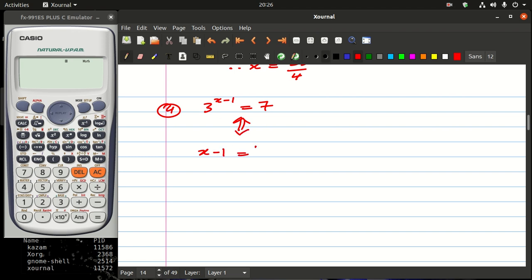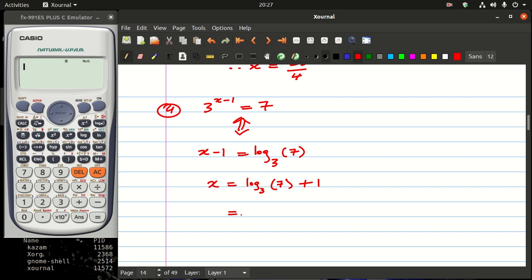This 3 is the base, so I want to change this from exponential form, and I'm writing it in logarithmic form. The base is 3, the base is always going to be 3. And this one here, which was a number, is the one that is supposed to be a 7 inside. Therefore, my x is the same as log base 3 of 7, and then plus 1.